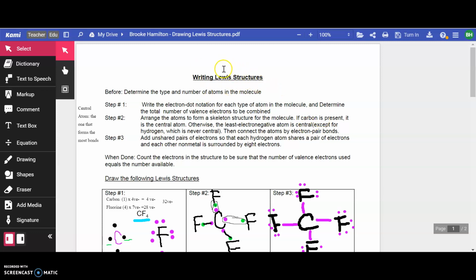Today we'll be writing Lewis structures. To write Lewis structures, we can follow these 3 steps. We will determine the element and the number of atoms in each molecule first. For step 1, we're going to write the electron dot notations for each atom in the molecule, and then determine the total number of valence electrons for the entire molecule.